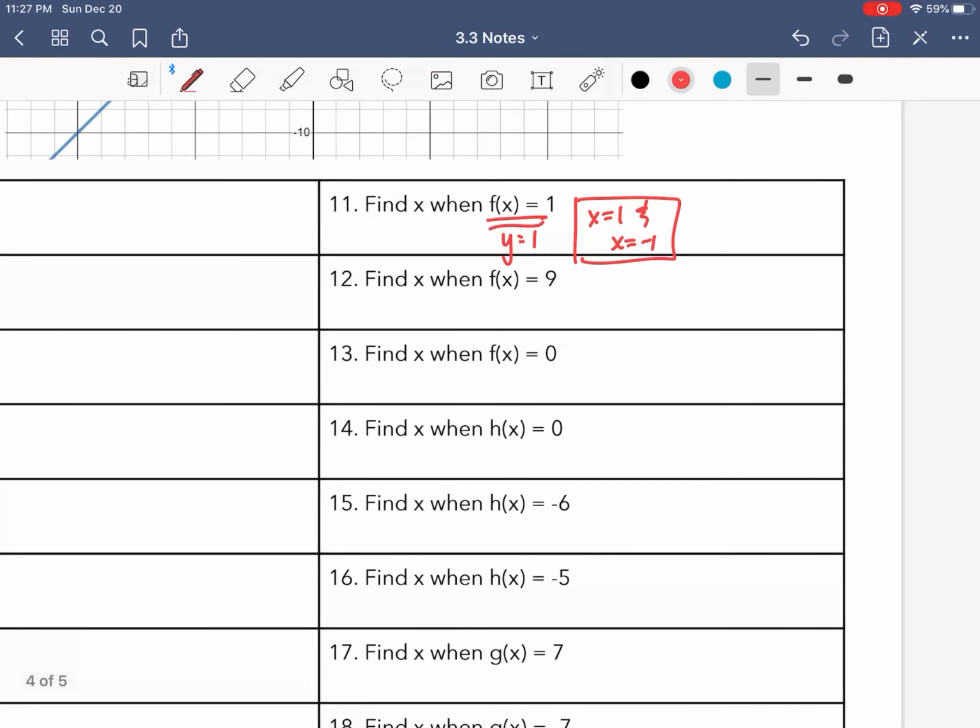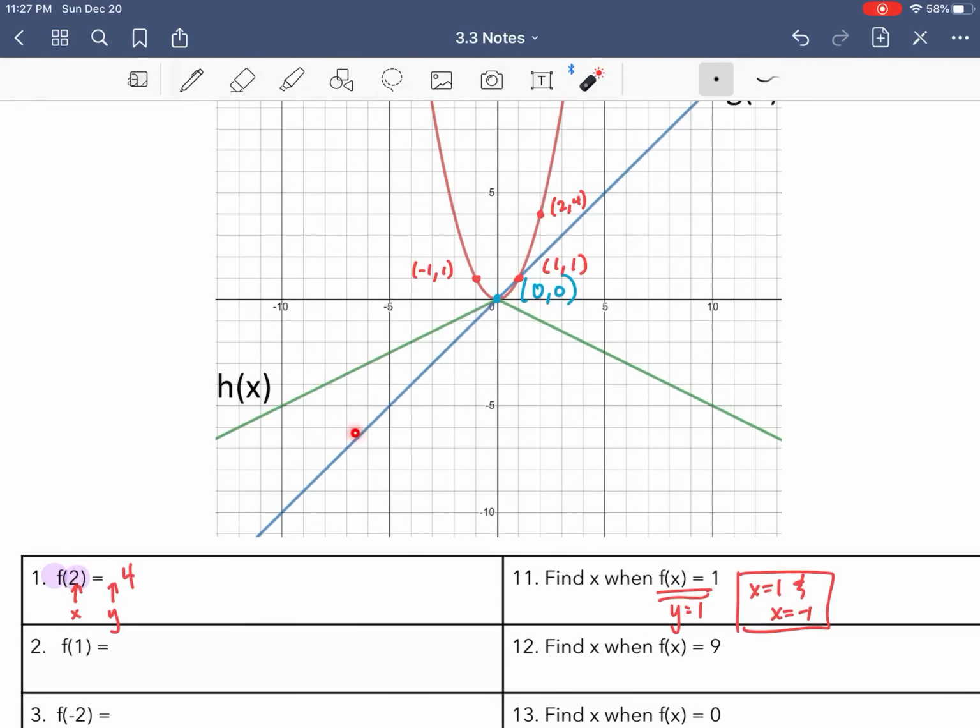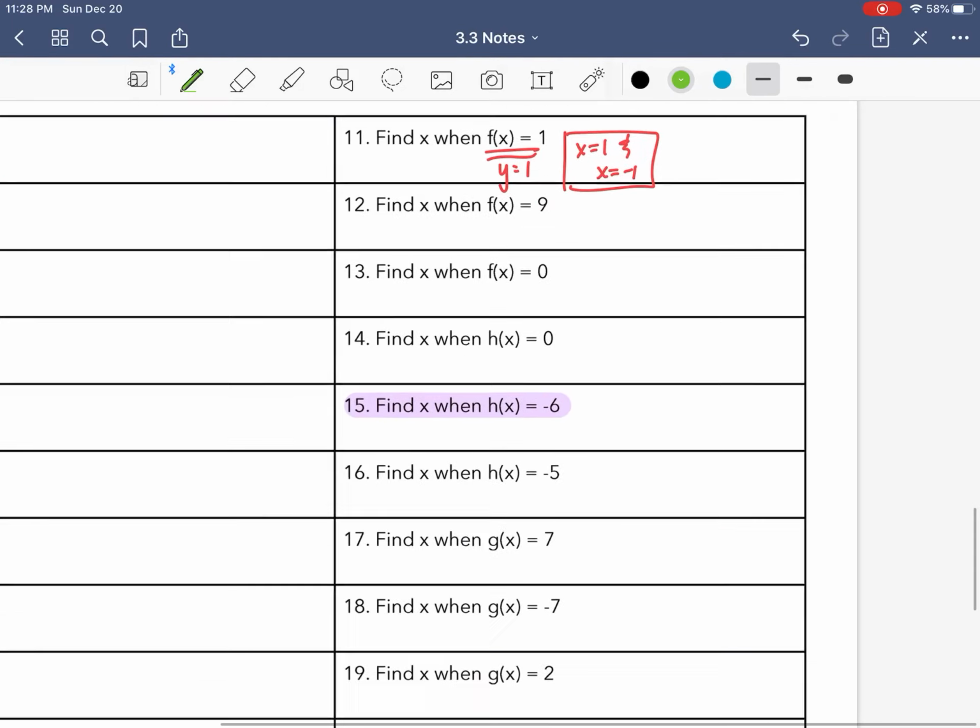We'll do one more of those. So let's find h of x equals -6. Sure, number 15. Okay, h of x equals -6. So I'm looking down 6. Here is down 6. And h of x is my green function. I have two different points that I'm hitting right there. I have this point right here, which looks to be the point -12, -6. And this point all the way over here, which looks to be the point 12, comma 6. So my two answers here are x equals -12 and x equals 12.